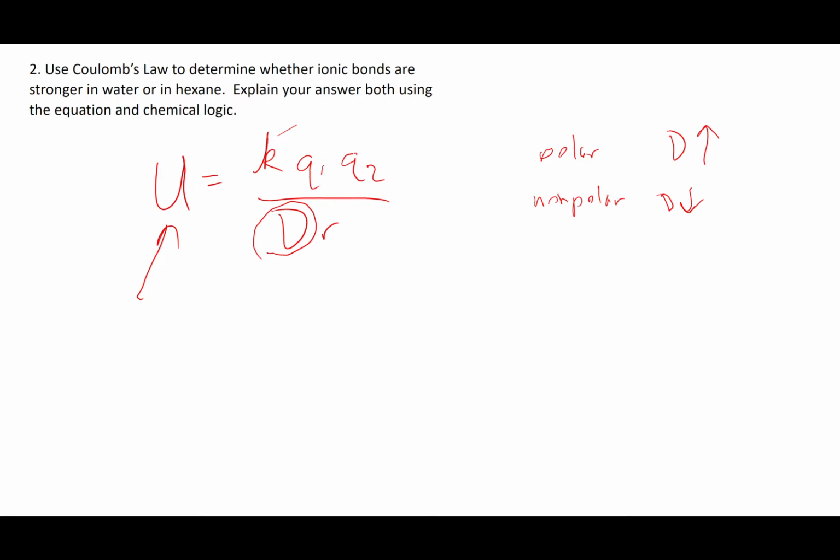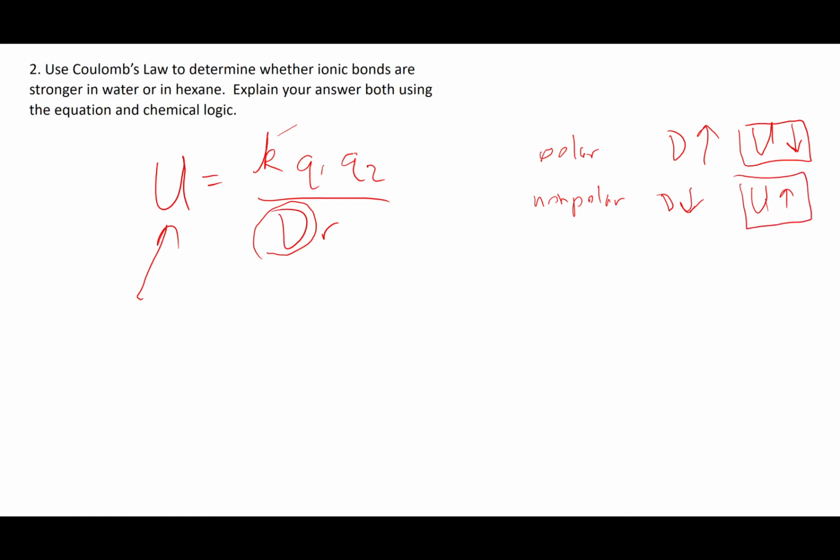So with a big D, we would then have a large number in the denominator here, and so that's going to result in a small U. So small force of attraction between the components of an ionic bond. Now conversely, if we have a small number in the denominator, that tends to increase U. So for our polar solvent, we will have a relatively weak amount of energy holding together the ions, I guess. In a nonpolar solvent, the attractive energy is going to be much larger.